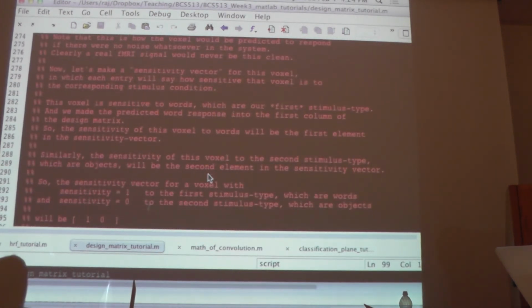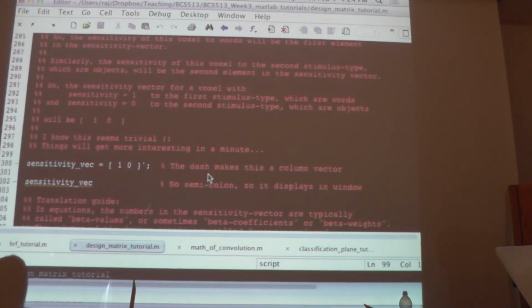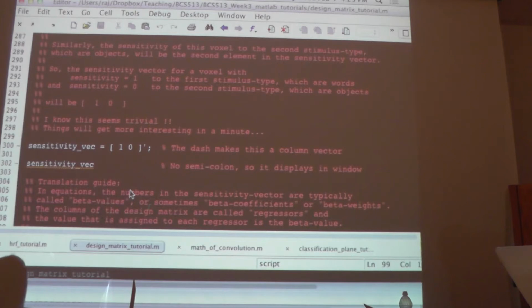On Thursday or at home, I sent you the links. You can read all the comments here if you want to unpack it a bit more. So suppose I have a voxel which perfectly responds to words and doesn't respond to objects at all. Then I'm going to call this thing a sensitivity vector. In regression, it would be called a beta vector, which says, here's what the response profile of this voxel would look like.